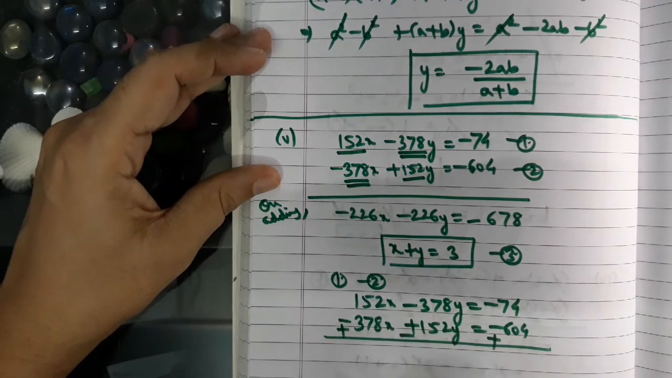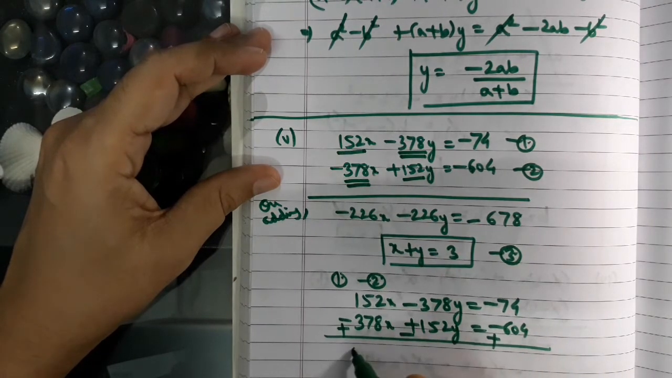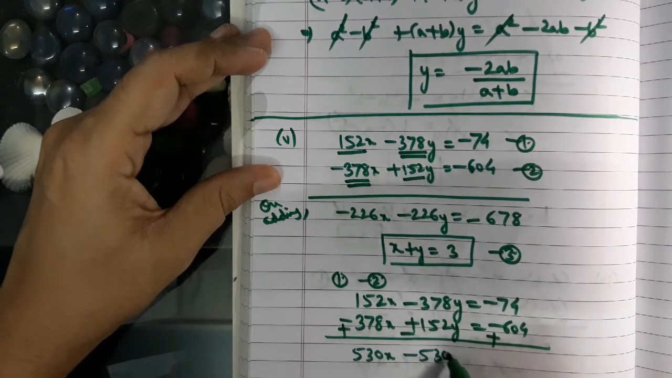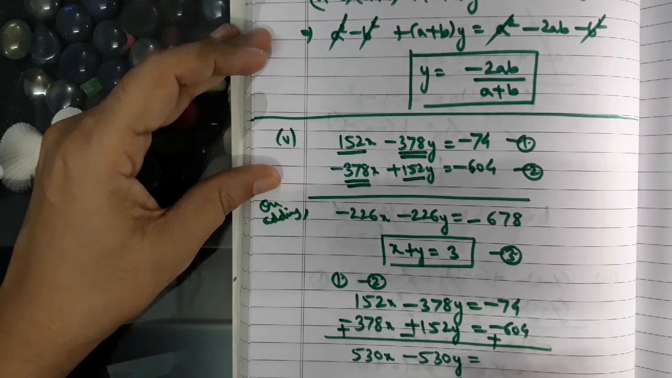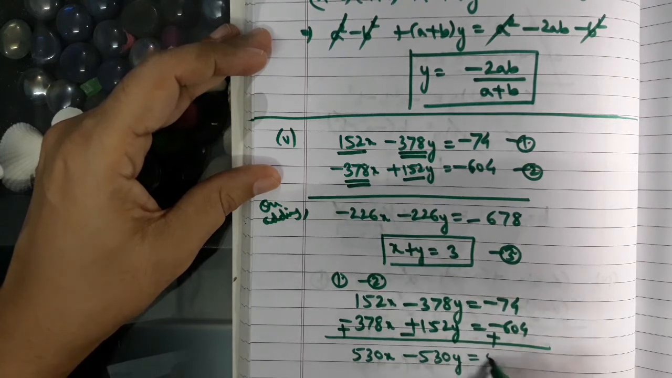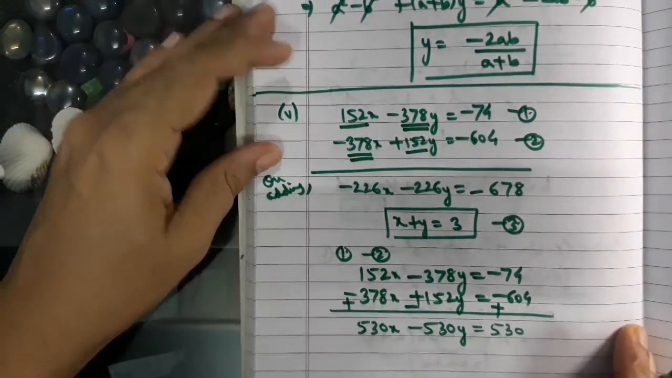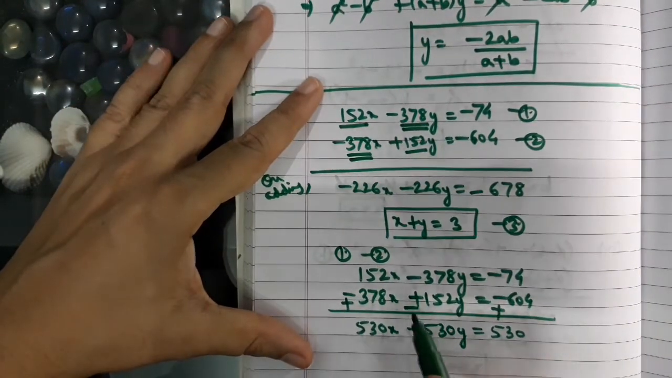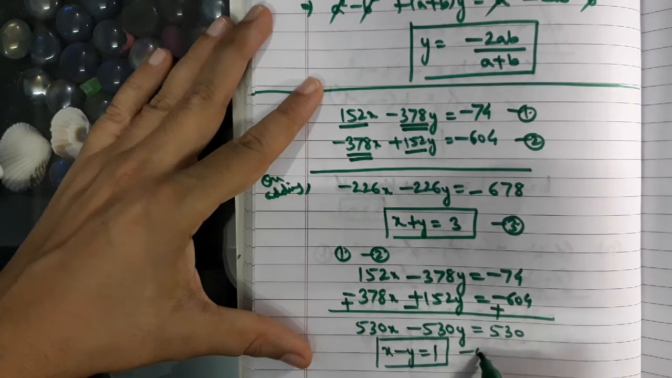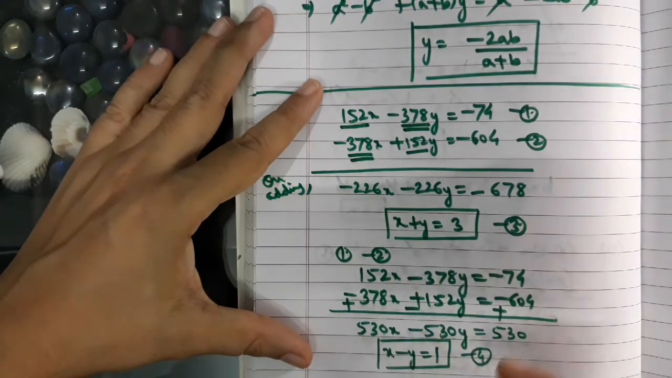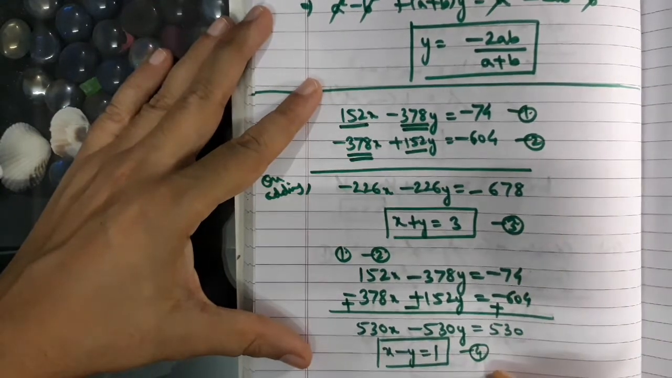And now we add it. So 152 plus 378 comes out to be 530x, minus 530y is equal to, and this comes out to be 530. So now we divide this equation throughout by 530. So x minus y is equal to 1. Again a very simple equation we obtain. Now we can easily solve equations 3 and 4.